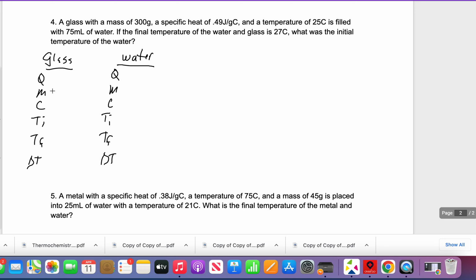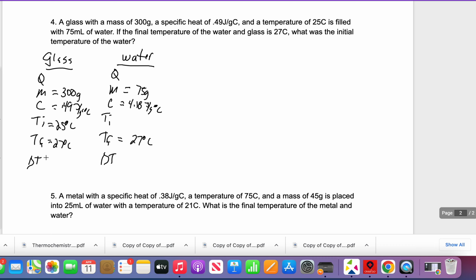So a glass with a mass of 300 grams and a specific heat of 0.49 joules per gram degree Celsius and a temperature of 25 degrees Celsius is filled with 75 milliliters, so that's going to be 75 grams because 1 milliliter equals 1 gram. And the final temperature of the water in the glass is 27 degrees Celsius. So the final temperature is 27. And we know the specific heat of water is 4.18 joules per gram degree Celsius.